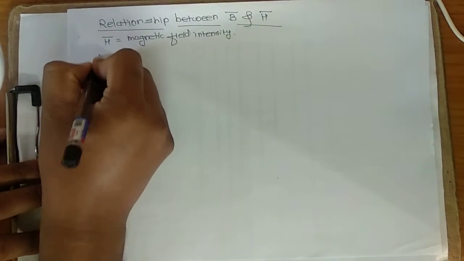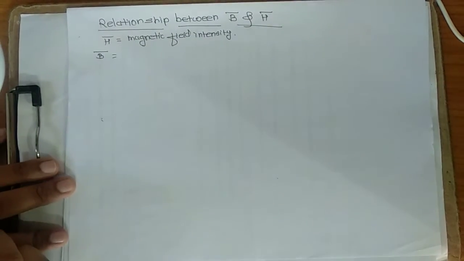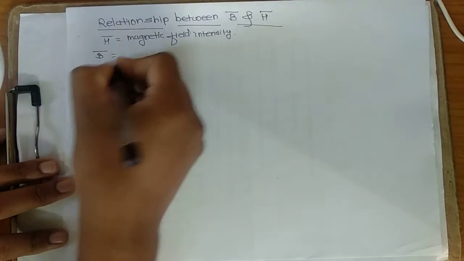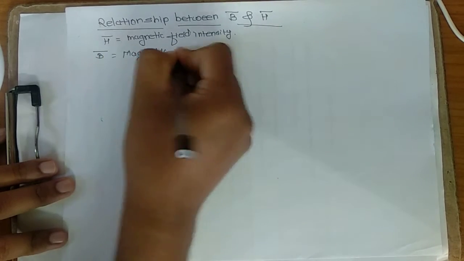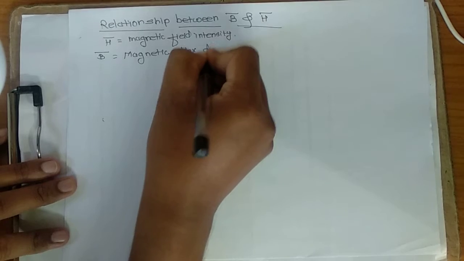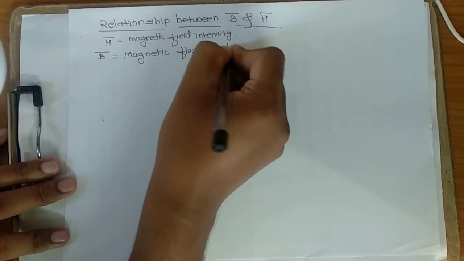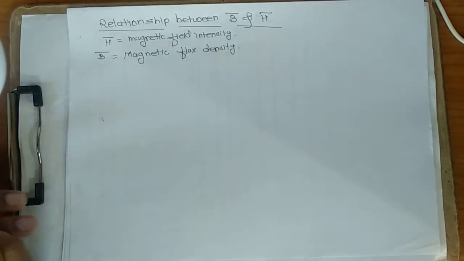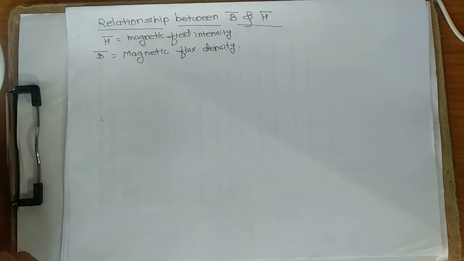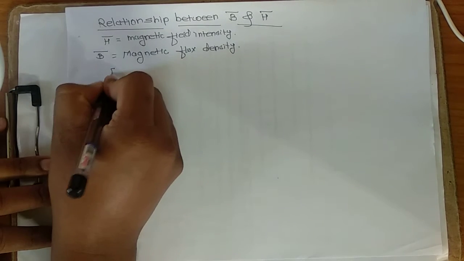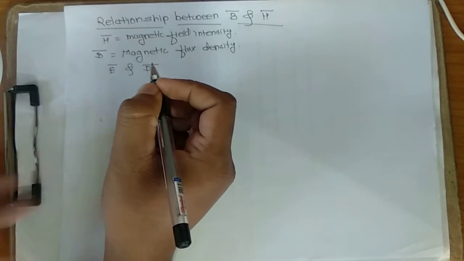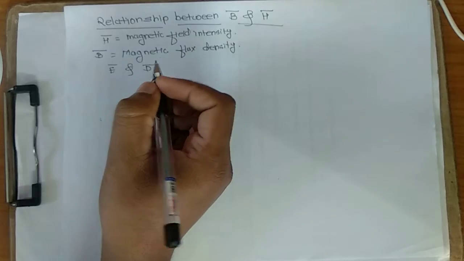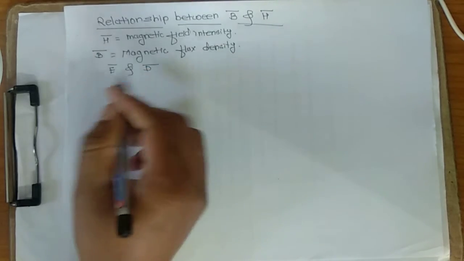Again there is a B bar. So what is B bar? B bar is the magnetic flux density. Now what is meant by magnetic flux density? We have to compare it with the electric field. In the electric field we have seen there is an electric field E bar, and similarly there is a D bar, that is the electric flux density. So here also in the magnetic field there is a magnetic flux density B bar.